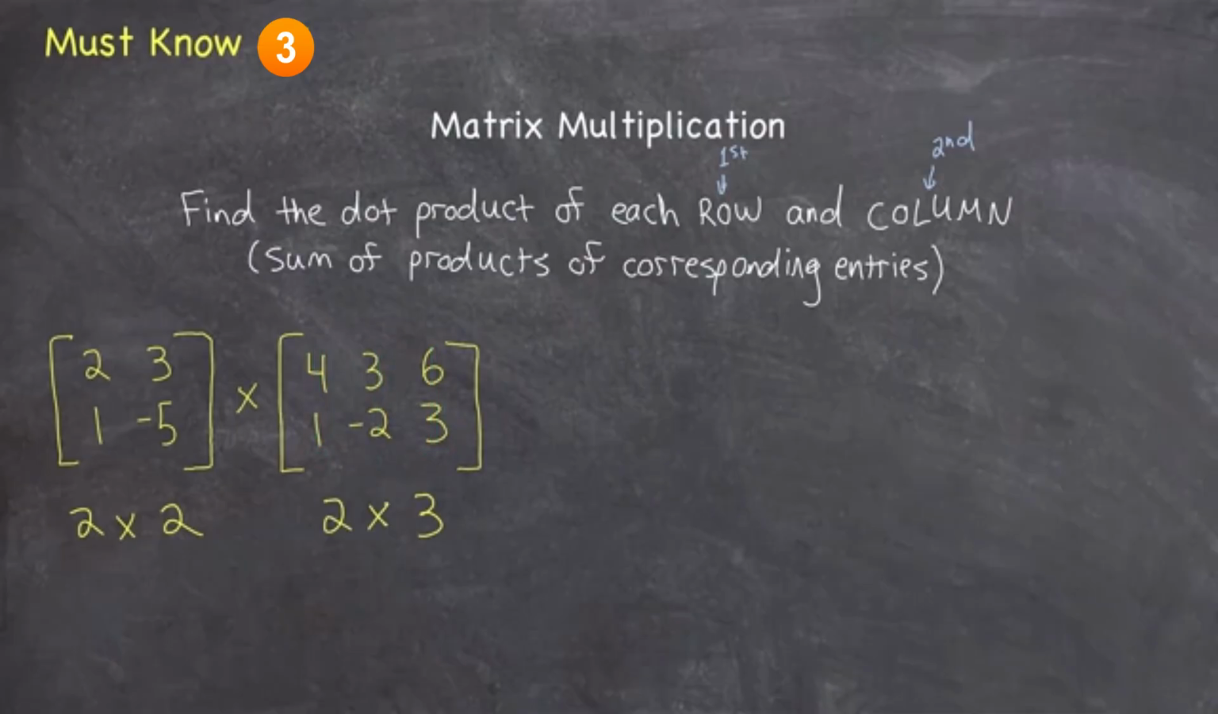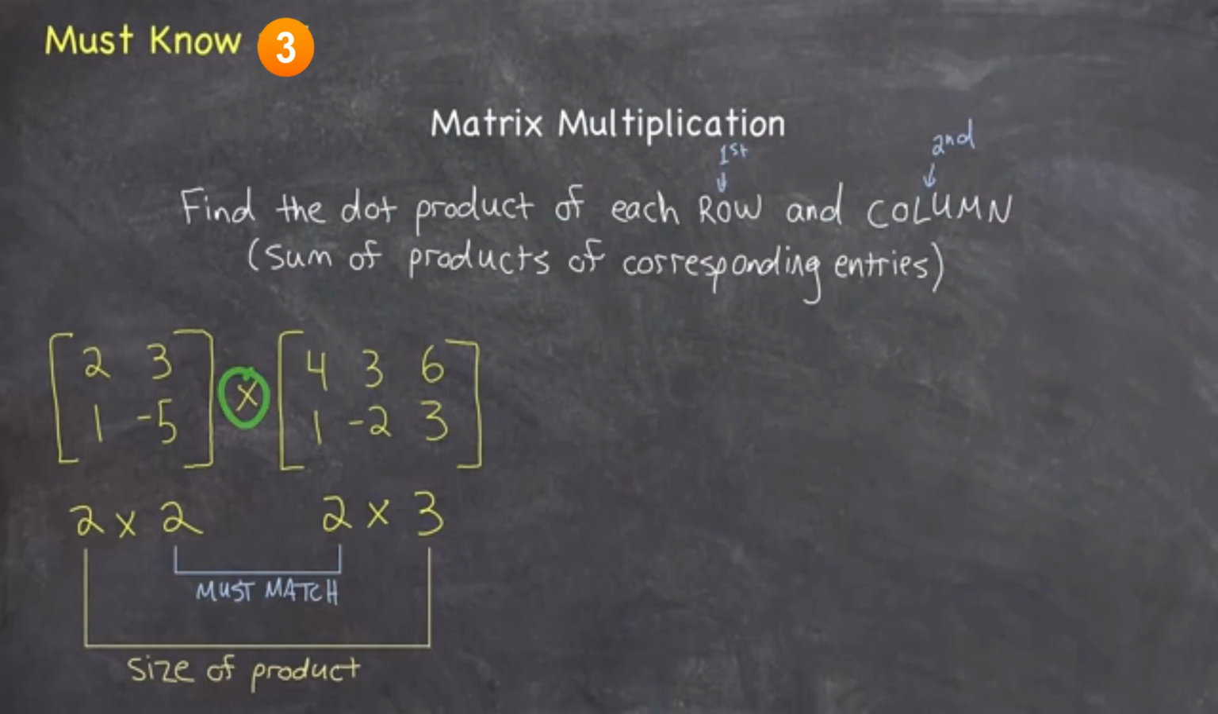In order for multiplication to work, these two numbers have to match, meaning the number of columns from the first matrix has to match the number of rows from the second matrix. And then these numbers indicate what the size of the resulting matrix is going to be. So the product of these matrices is going to result in a 2 by 3 matrix, which means there are going to be 1, 2, 3, 4, 5, 6 entries in this matrix.